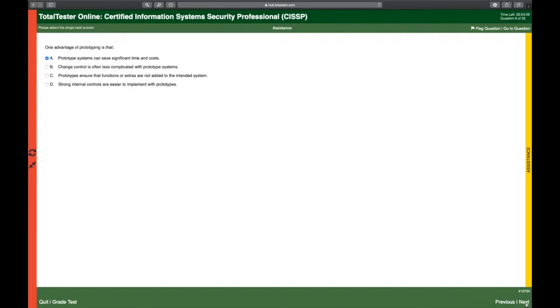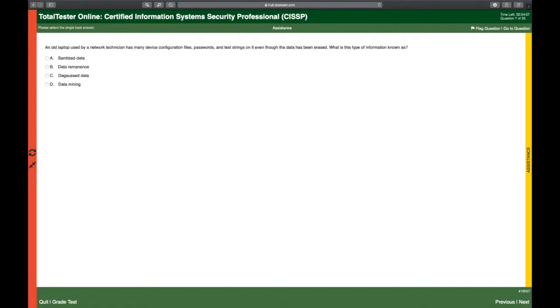But we will see. All right, number 7, an old laptop used by a network technician has many device configuration files, passwords, and text strings on it, even though the data has been erased. What is this type of information known as?